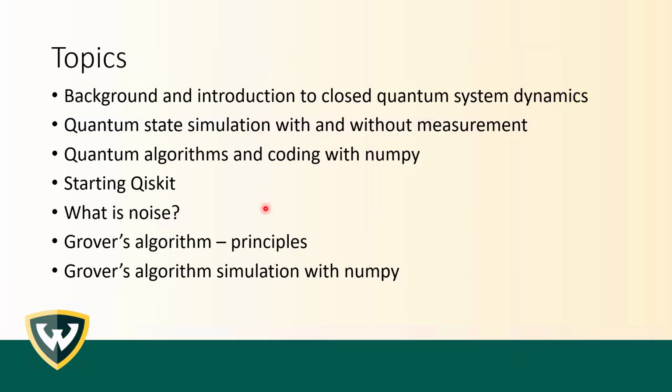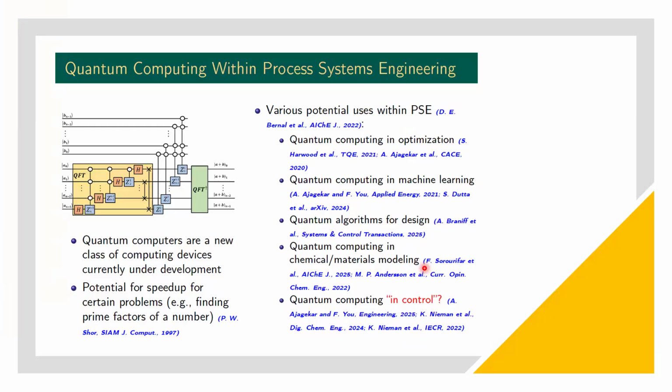We'll have some discussion about what is noise in quantum hardware and how you can see that play out when you run circuits. We'll briefly discuss some of the principles of what's called Grover's algorithm, which is one of the quantum computing algorithms that is somewhat famous and very foundational. And then we'll talk about how you can do a simulation of what the circuit would produce using NumPy.